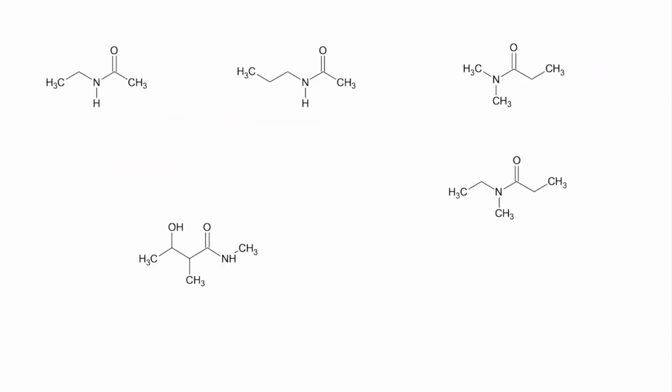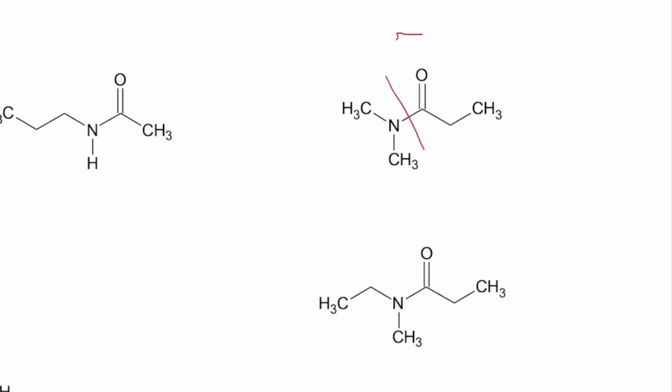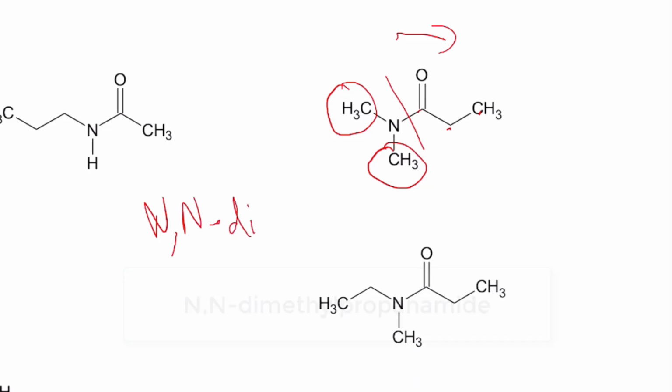So like the previous example, we're going to have a long carbon chain on the acid side. 1, 2, 3. This is a propane base chain. And so this is a propanamide, but we need to indicate that on the nitrogen there are 2 methyls now. So this is an N,N-dimethyl. So in the N position and in the other N position, which is the same one, it's a dimethyl.